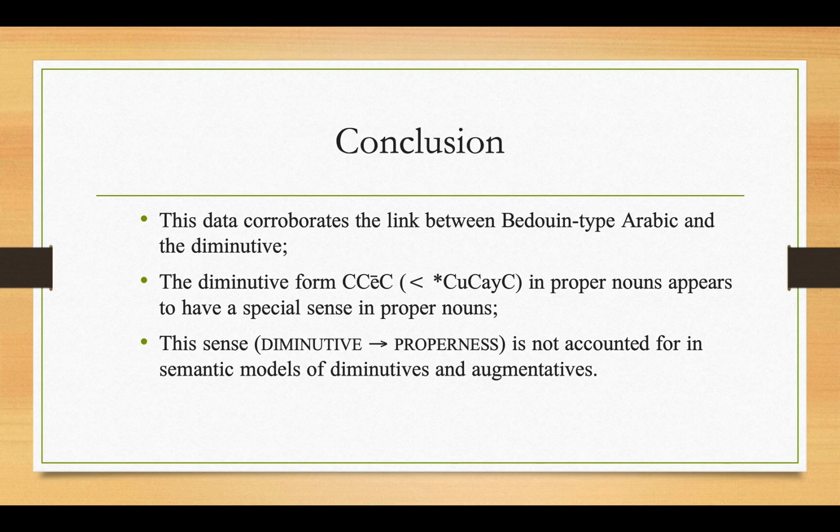So summing up, it has been suggested by previous researchers that there is a link between Bedouin dialects of Arabic and diminutive nouns, and this was strongly corroborated in my data. I also found that the pattern fu'ail appears to have a special sense in proper nouns, and it has a different functionality than it does in common nouns. And this special sense of the diminutive in proper nouns has not been accounted for in previous semantic models of diminutives or augmentatives.